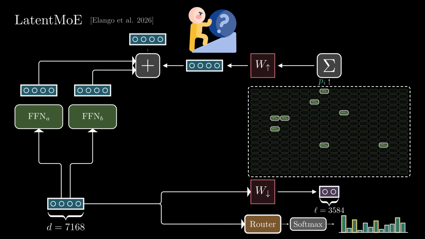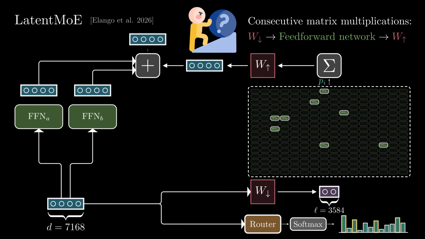But this design faces challenges when scaling up the sparsity. For every selected expert, the token now runs through a chain of matrix multiplications: down through W down, through the expert's own feed-forward network, and back up through W up. This chaining of matrix multiplications can make training unstable. Each step can amplify values, compounding until they exceed what low-precision number formats can hold and trigger overflow.